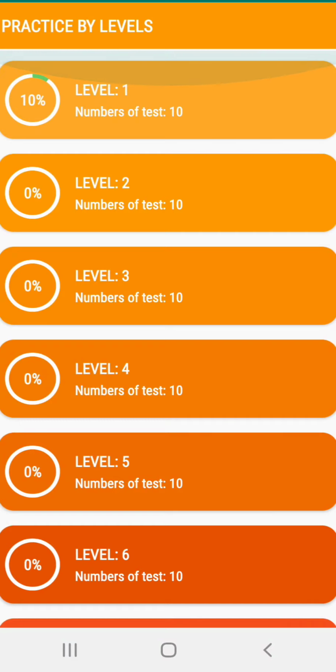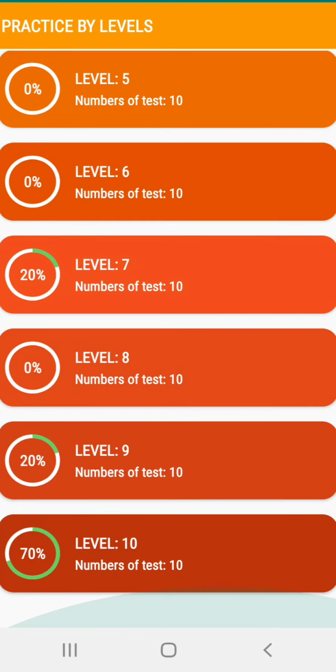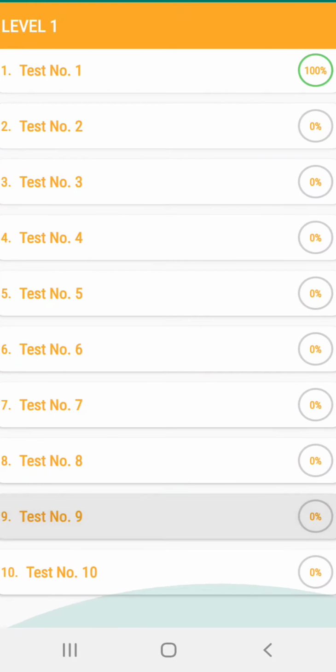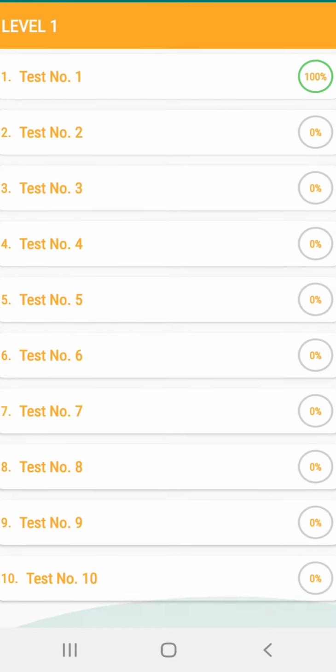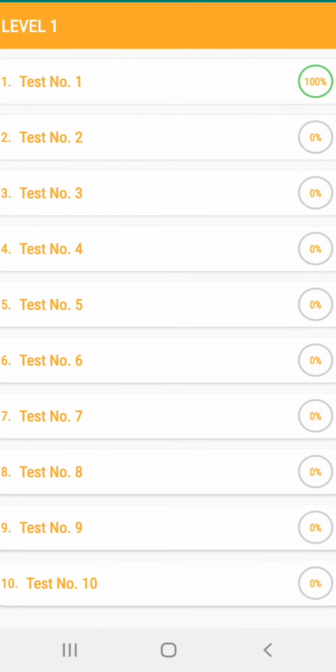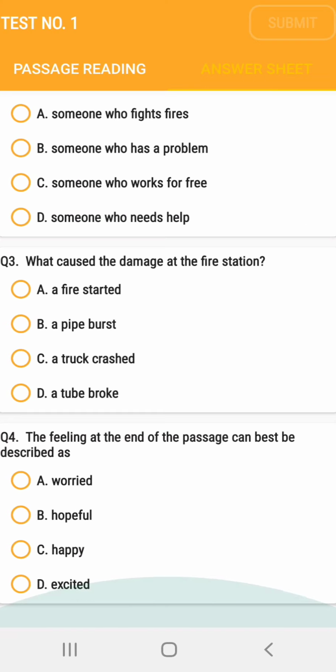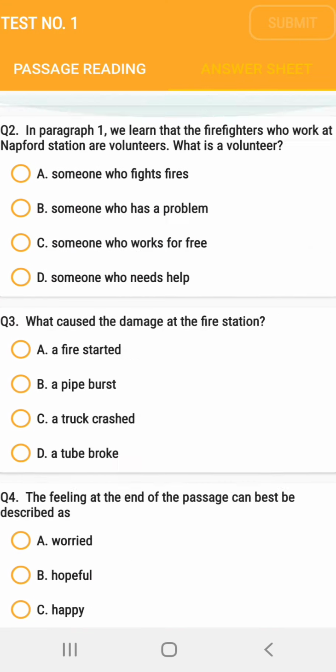Now when you open the first part, you're gonna see 10 levels. Level 1 of course is the easiest, and as I said before, there are a lot of practice questions, so even level 1 has like 10 tests. Okay, so this is the first passage. Of course it will be the easiest. Now you see passage reading. This is where you see the passage, and then you have the answer sheet. This is where you go ahead to answer the questions.